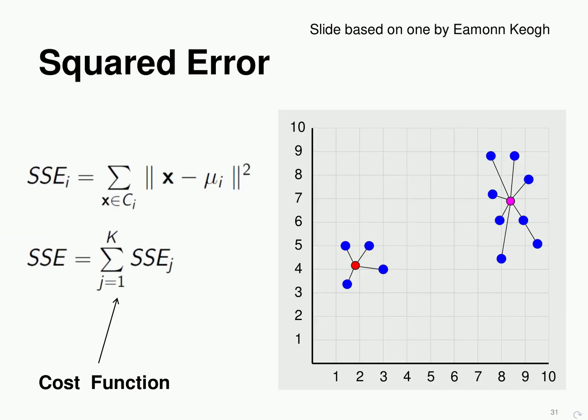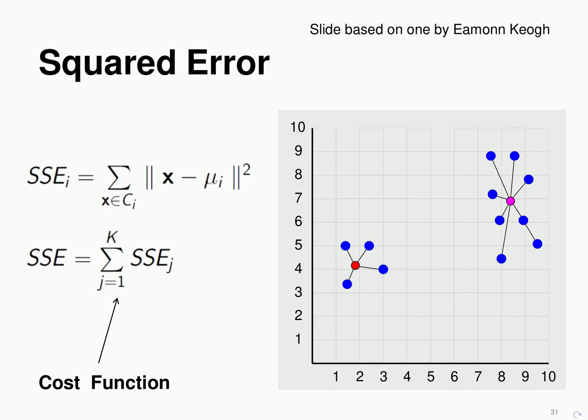Building on our understanding of partitional clustering, let's examine the squared error, a key concept in evaluating clustering quality. The formula for the squared error for a cluster, SSE_i, is the sum of squared distances between each data point x in cluster Ci and the cluster centroid, μi. This measures how tightly the data points are grouped around the centroid. The total squared error, SSE, is the sum of these errors across all k clusters.